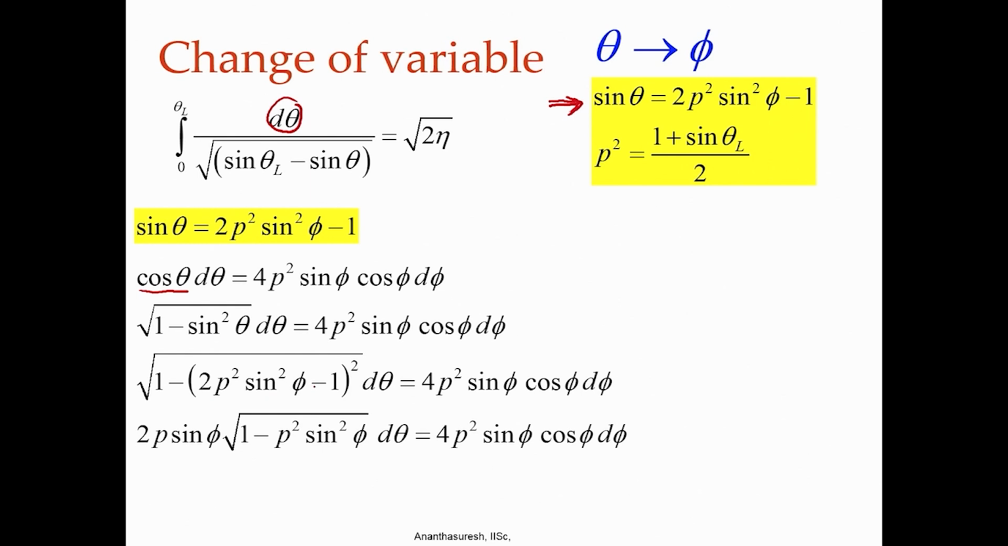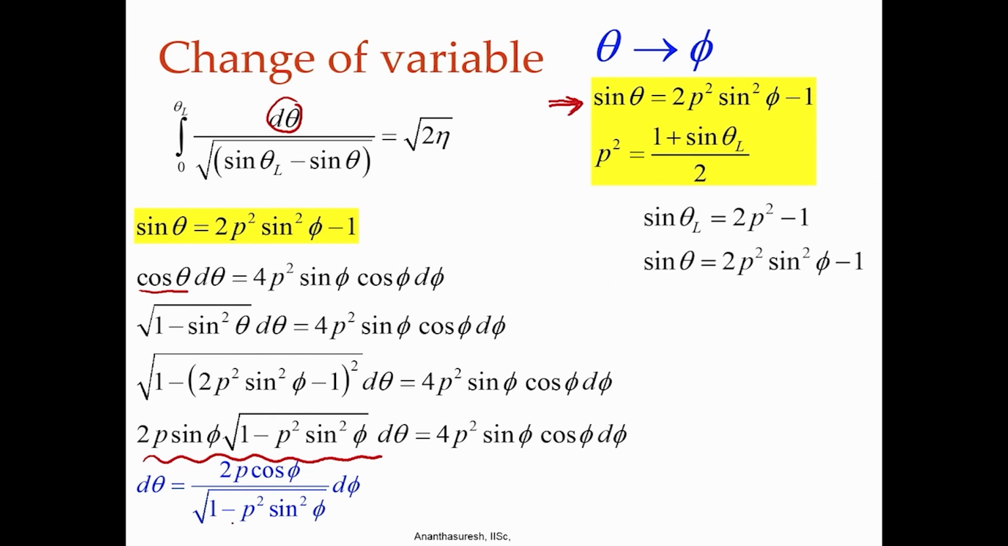So, 2p² sin²φ − 1, square it, and if you simplify you will get this to be that one: 2p sinφ times the square root of 1 − p² sin²φ dθ, right hand side remains the same. You can see that sinφ is there and 2p, that gets cancelled, then we get dθ. When you replace, you will have to put dφ and then this quantity 2p cosφ divided by the square root of 1 − p² sin²φ.